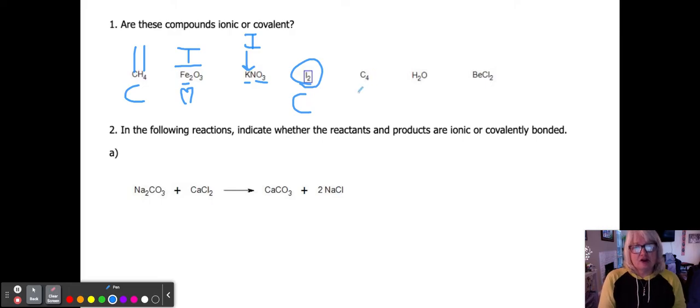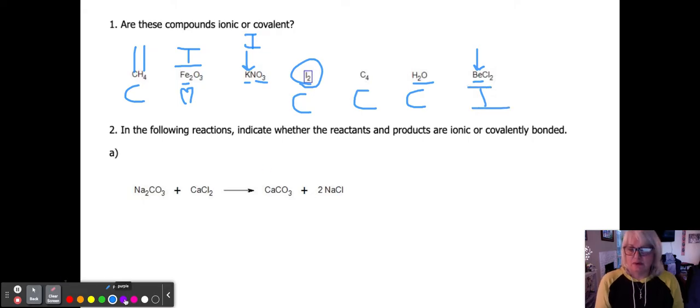Here I have 4 carbons bound together. Carbon is a nonmetal, so therefore this is covalent. H2O, is there a metal? No, there is not. I hope you don't have metal in your water. So therefore this is also covalent. And then finally, this one here, beryllium is a metal, so therefore this is ionic. Hopefully that was pretty easy for you. Let's try one more. In this reaction that you see down below, which ones of these are ionic or covalent?